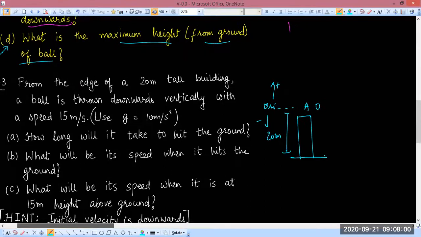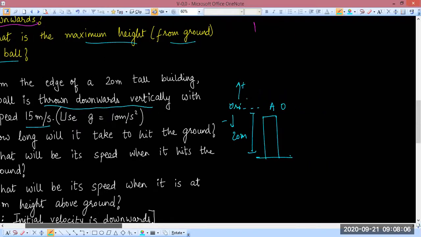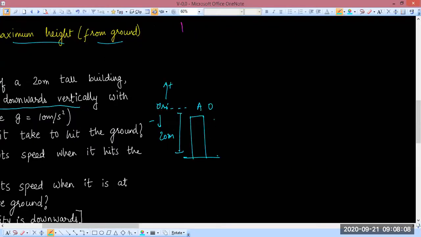It is given that the ball is thrown downwards with a speed. So we are throwing this down. It will fall straight down here. Clear? I hope this is the diagram you have drawn.